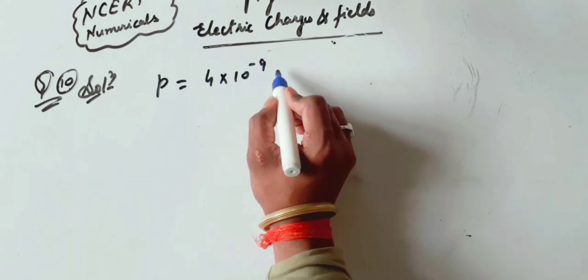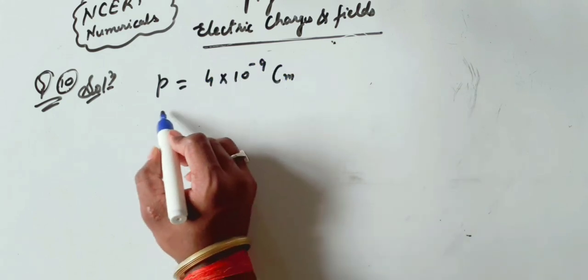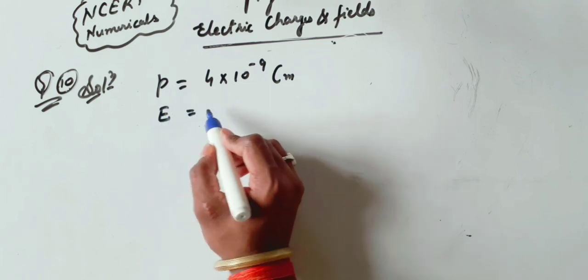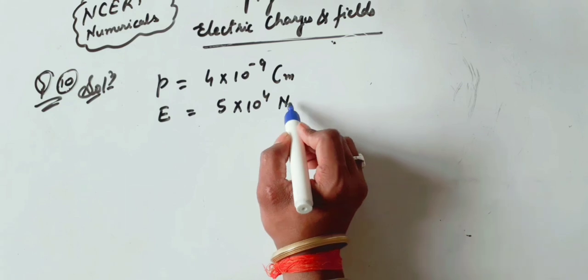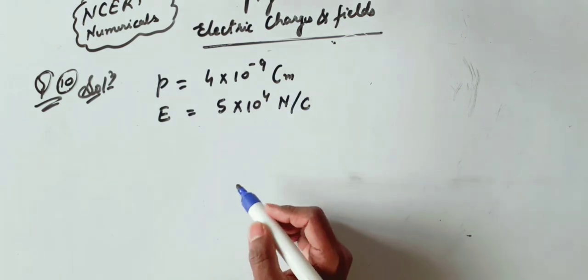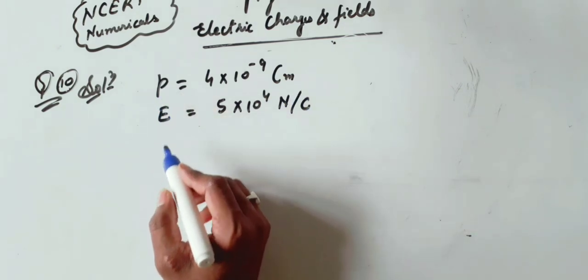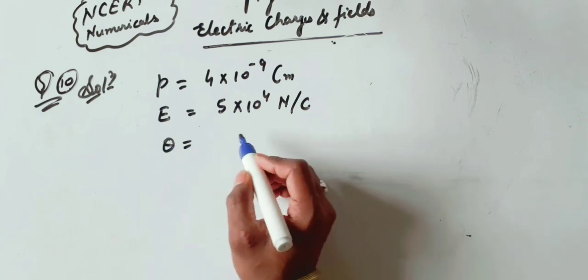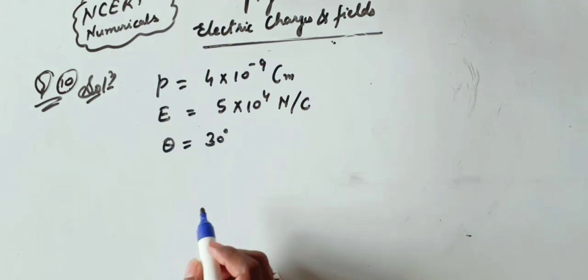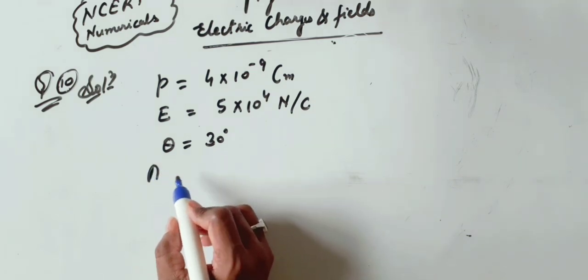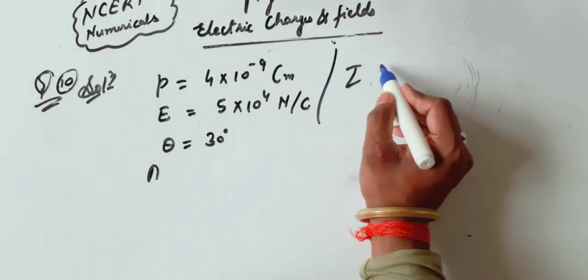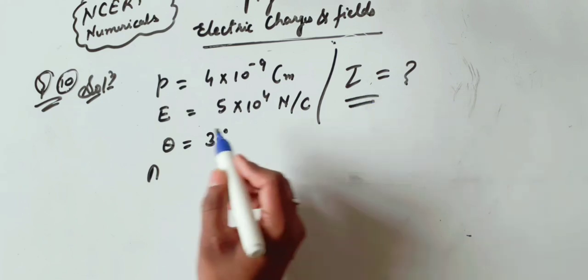Here in question 10 it is given that the dipole moment is 4 × 10^-9 coulomb meter, and the electric field is given as 5 × 10^4 Newton per coulomb. The angle between these two is theta equal to 30 degree. It is a formula based question, because here we will find the torque of the system.